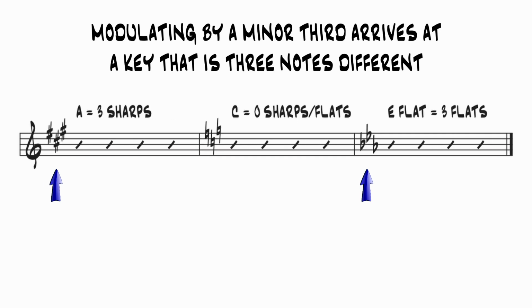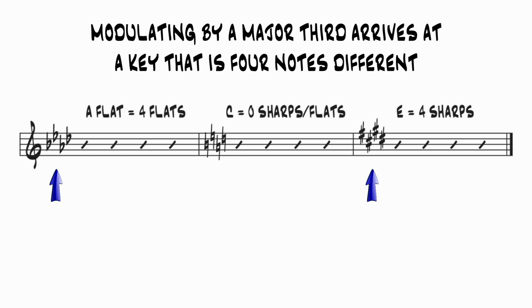When you modulate up or down by a minor 3rd, such as from C to A or C to E flat, you arrive at a key signature that's 3 notes different. When you modulate up or down by a major 3rd, such as from C to A flat or C to E, you arrive at a key signature that's 4 notes different.